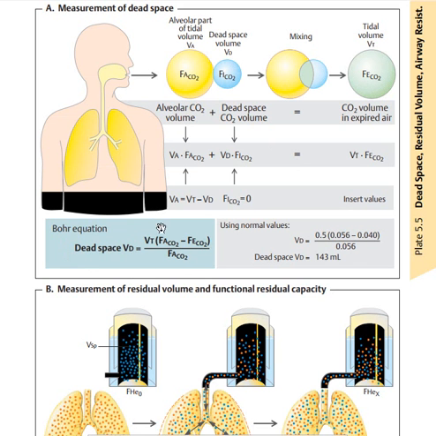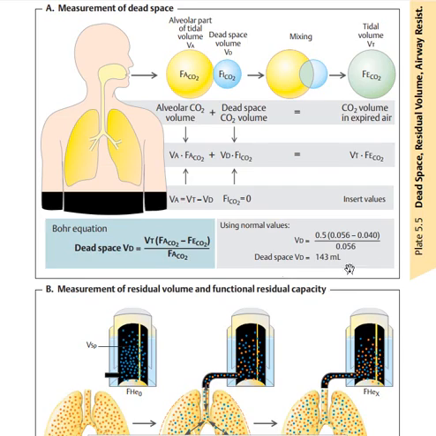When you have this dead space being equal to this, you can now substitute the different values: the tidal volume, and then the different fractions. You have the fraction of carbon dioxide in the alveoli and the fraction of carbon dioxide expired. When you substitute every value, you are going to have your dead space as being 143 milliliters.